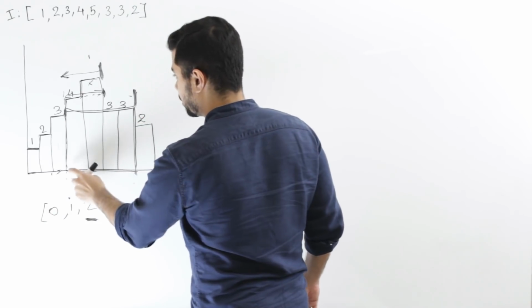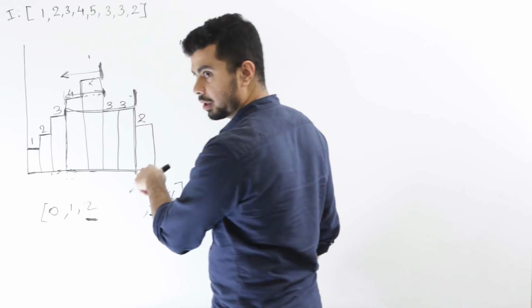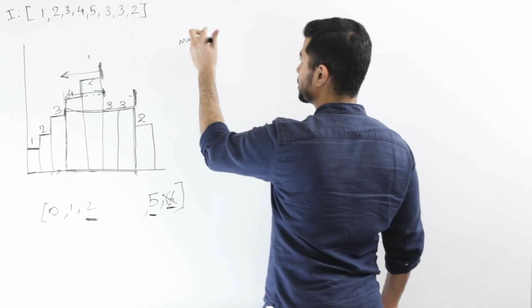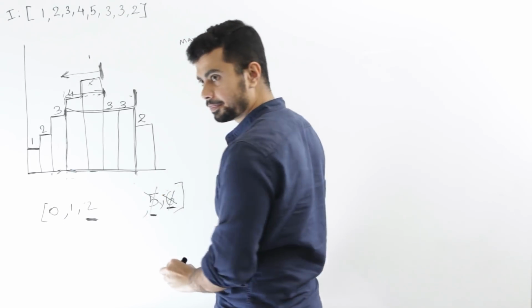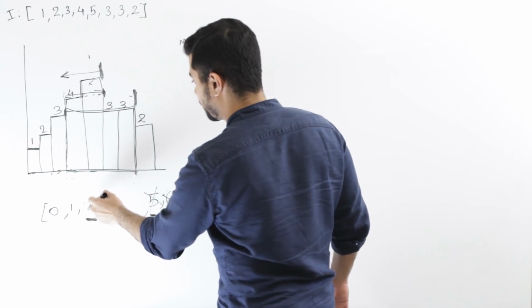So this is what? 1, 2, 3, 4. 4 times 3, which is 12. So I'll update my max, right? So then I'm done with this guy. And I am at 2 now.